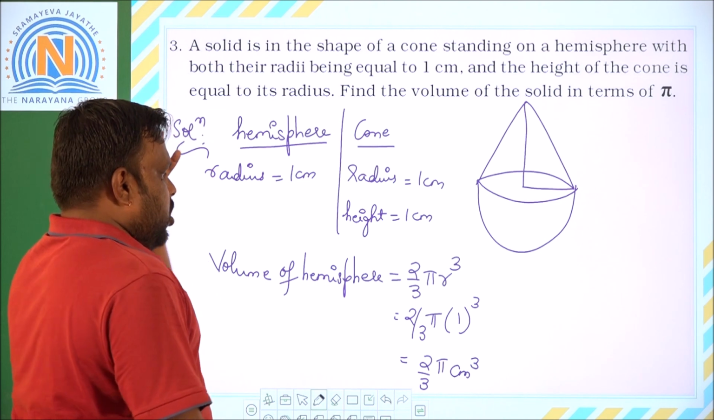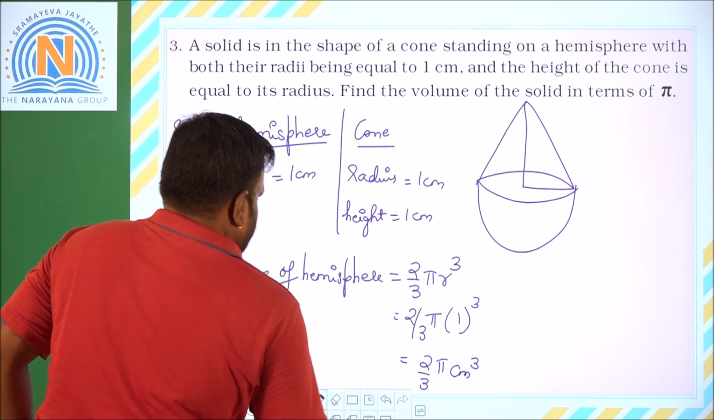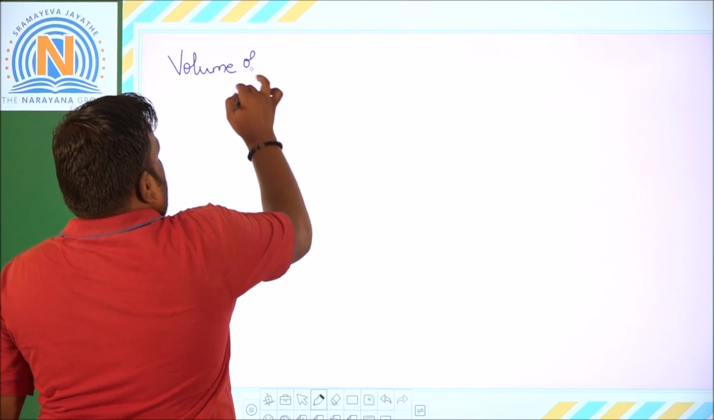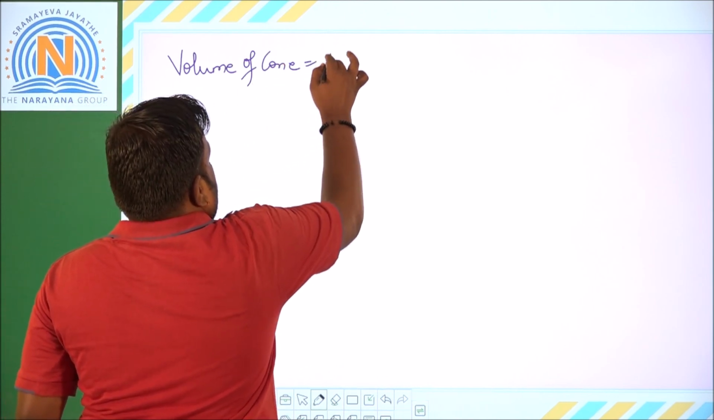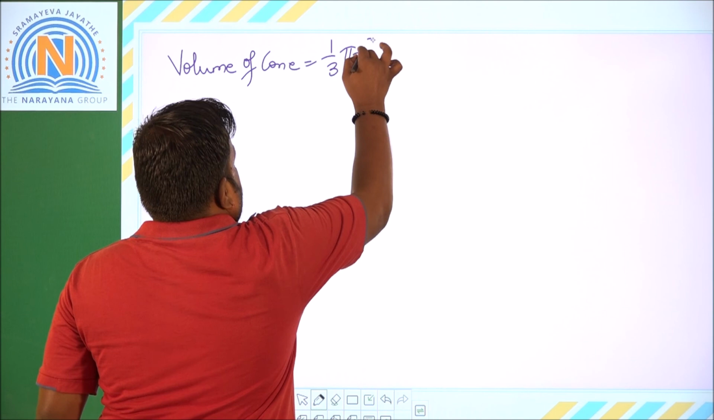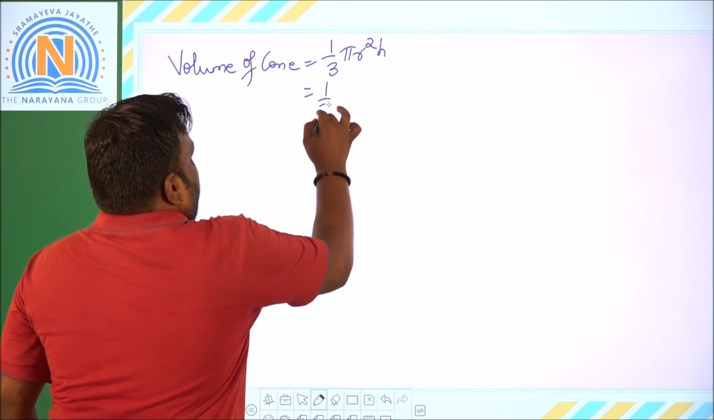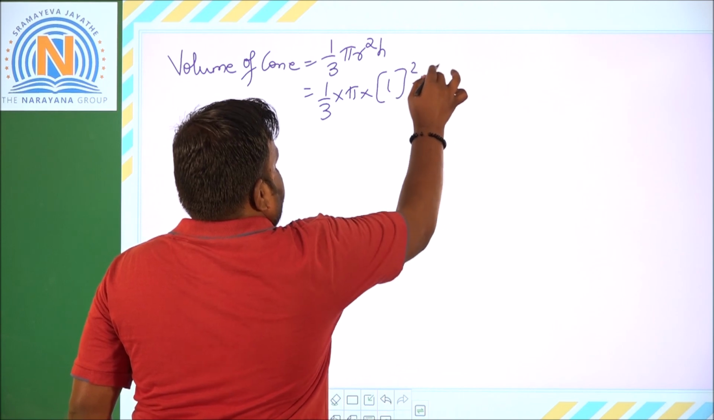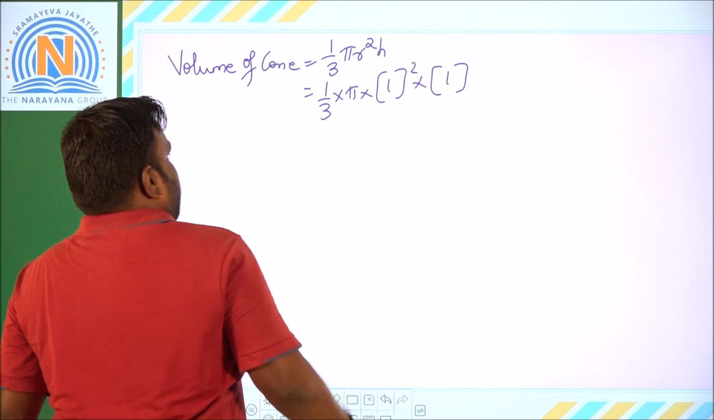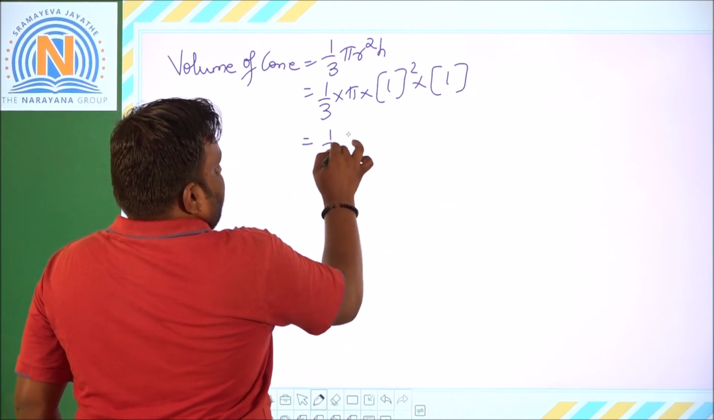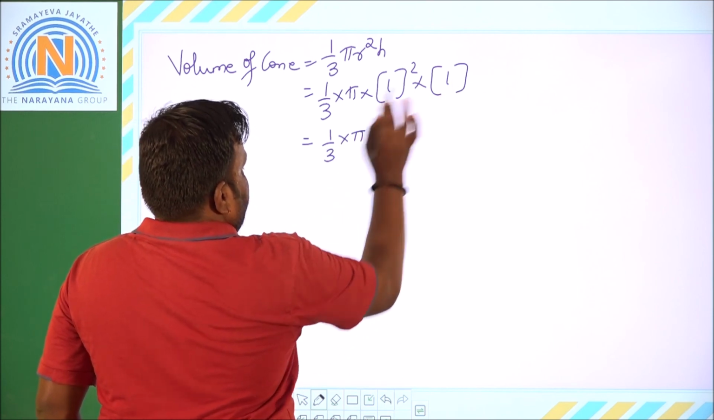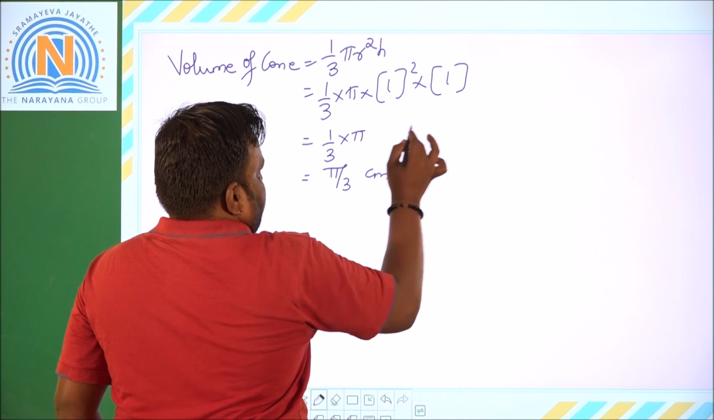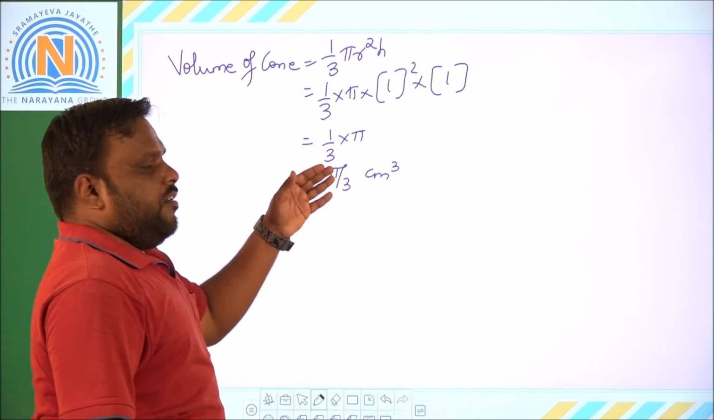Now when you come to the volume of cone, that is 1 by 3 pi r square h. Here 1 by 3 into pi into r is 1, that is radius, into height is also even 1. So what I am left with right now is 1 by 3 into pi into 1 is obviously 1. So that is pi by 3 cubic centimeters. So even we got the volume of cone also.